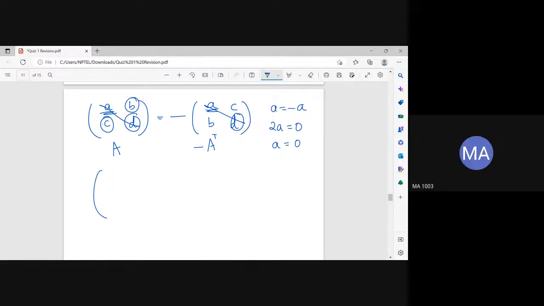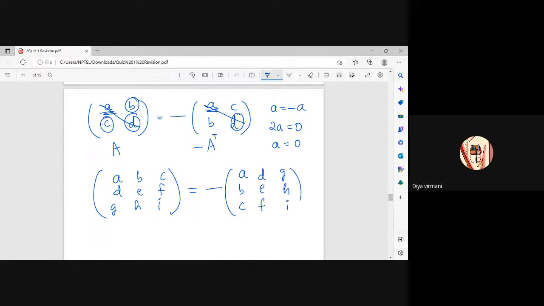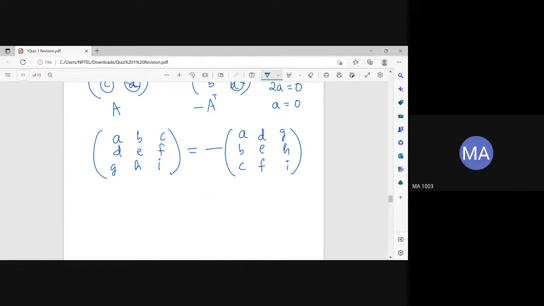Yeah. So take A, B, C, D, E, F, G, H, I to be equal to minus of the transpose, right? So these two matrices should be equal. When are two matrices equal? The corresponding entries are equal. So this entry should be equal to this entry of the matrix, that is minus A, minus D, minus G, minus B, minus E, minus H, minus C, minus F, minus I, right? So this A should be equal to minus A. When is that possible?